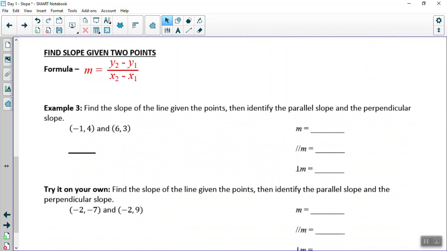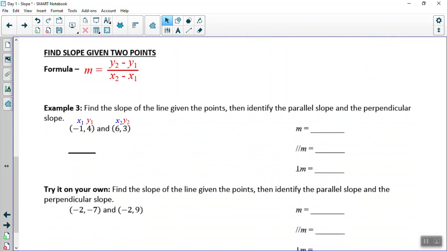So what I like to do first is go ahead and label my points. So here's my first ordered pair. The negative 1 is my x value from the first ordered pair, so I label it x1. The 4 is my y value in the first ordered pair, so I label that as y1. 6 is my x value from the second ordered pair, so I label that as x2. 3 is my y value from the second ordered pair, so I label that as y2.